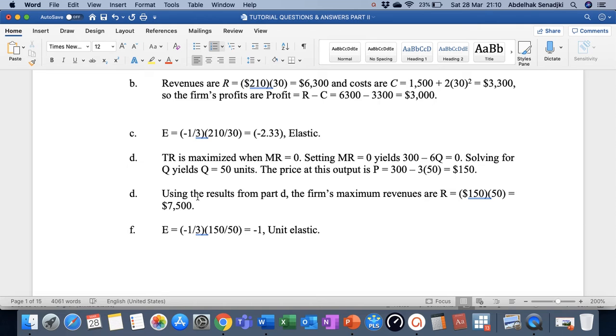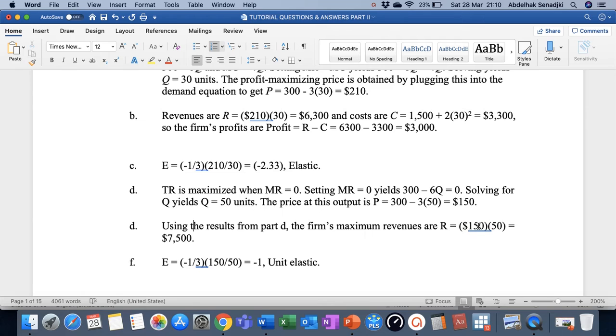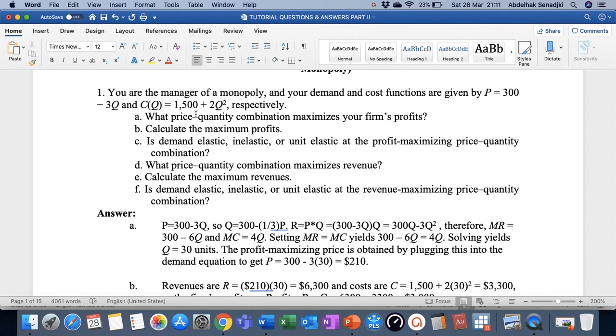No. If you see here, at only 30 quantity, the profit was 3,000. So let's calculate the profit now at 50 quantity. Profit equals revenue minus cost. Revenue how much? 7,500. How much the cost? We go to the cost function, 1,500 plus 250 square. 50 square means how much? Let me calculate.